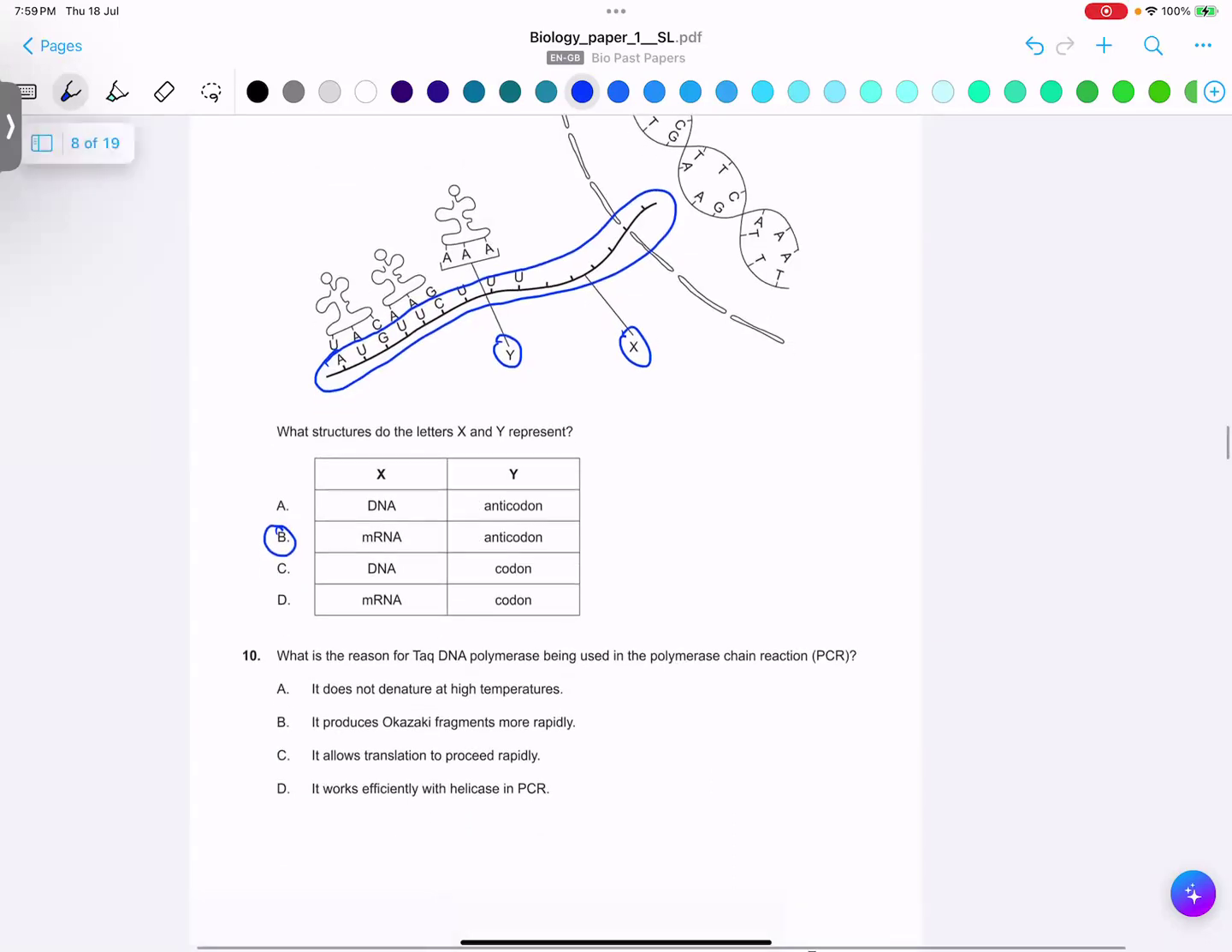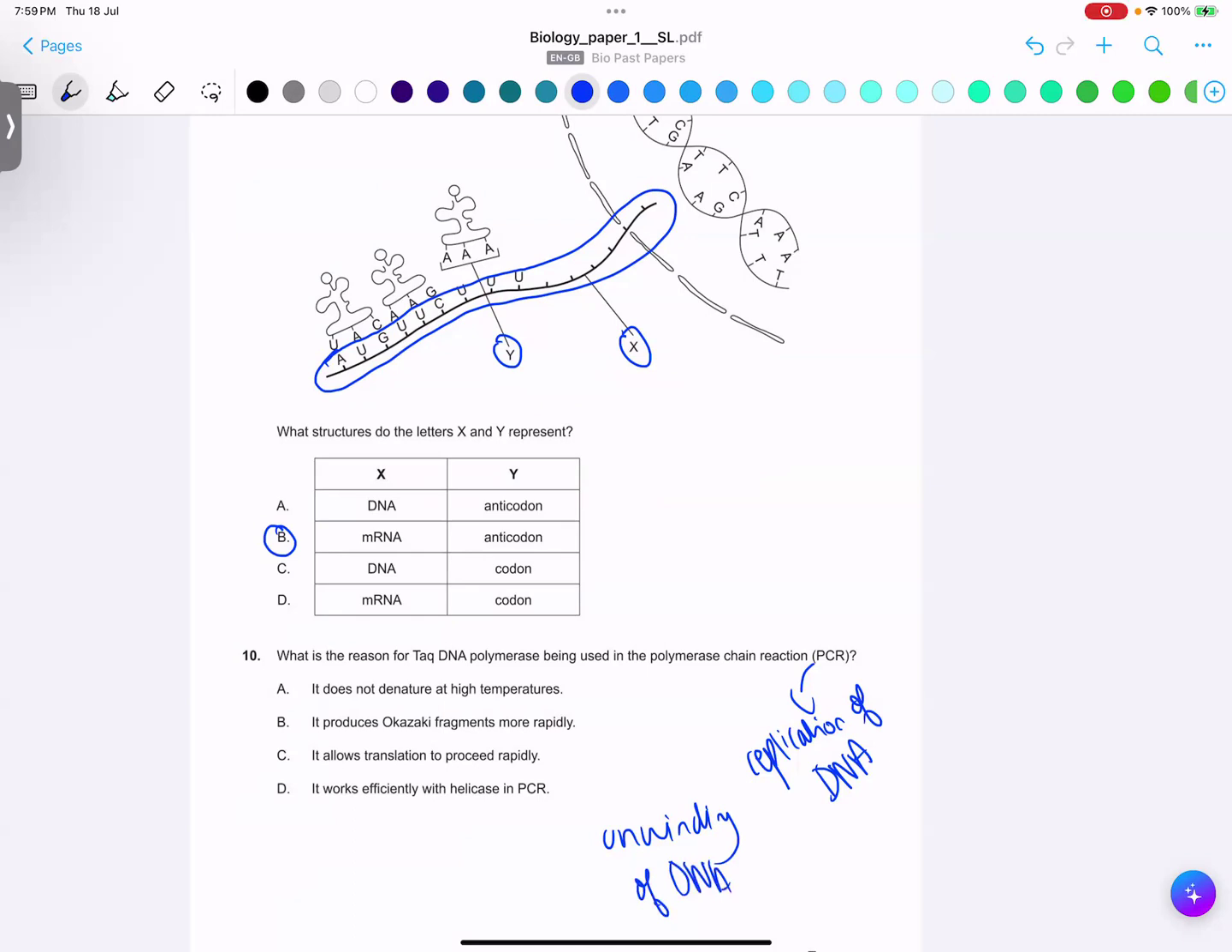So question 10, what is the reason for Taq DNA polymerase being used in the polymerase chain reaction, PCR? So basically what happens in PCR is the replication of DNA, because they're placed in really hot temperatures. So then the DNA strands begin to unwind. So unwinding of DNA, in case you want to just review this section. I'm trying to break down these questions and help you guys review for them.